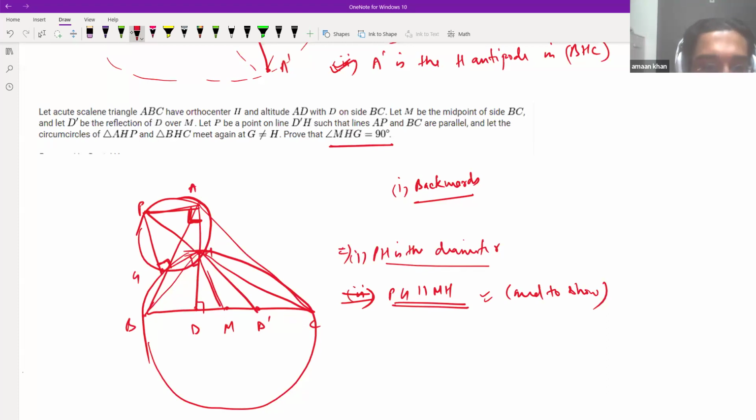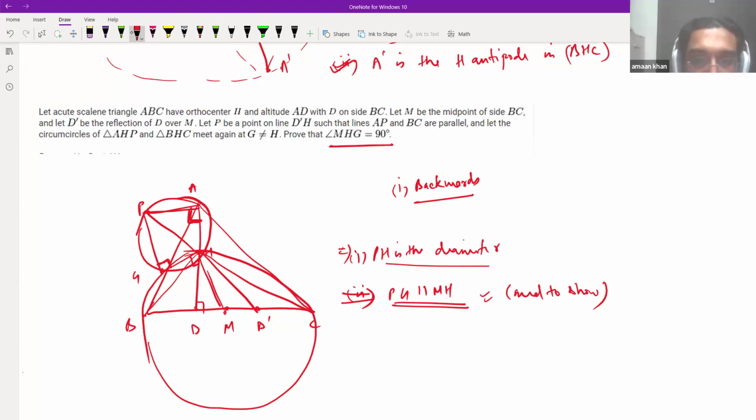Also, you have to use the fact that M is the midpoint of DD' as well. So there are too many midpoints involved in the picture. Can we do it something like this? GPH, we need to show that GPH is equal to MHD'.